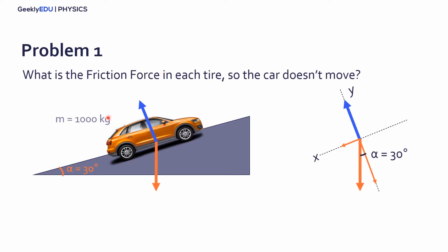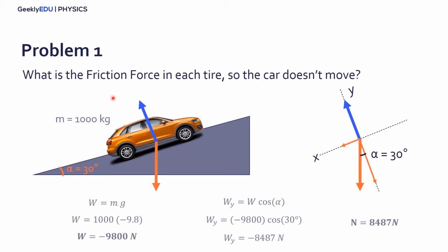We had the system here and we have calculated the weight and the normal forces for this car that's not moving in an inclined plane, okay? And we want to calculate the friction force in each tire. Well, for the friction force, we still have this component of the weight that's pointing down the ramp. So we need a friction force to compensate this component here, so the car doesn't move.